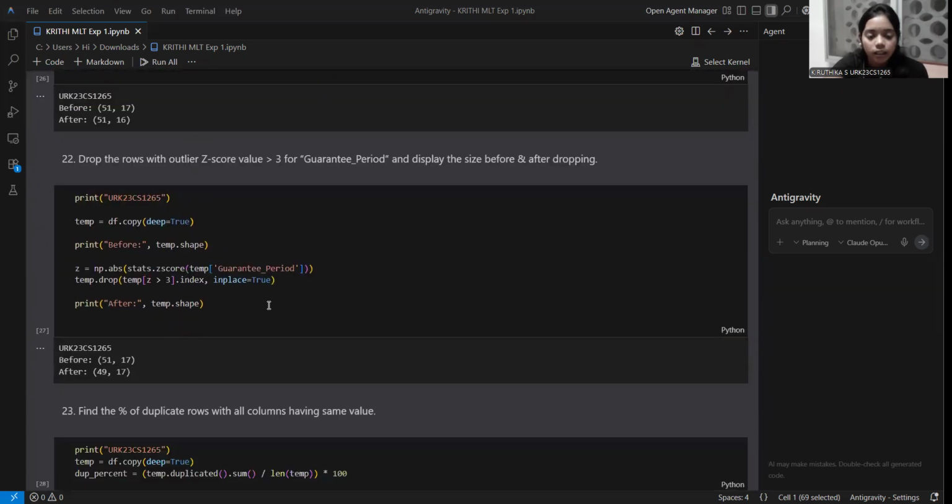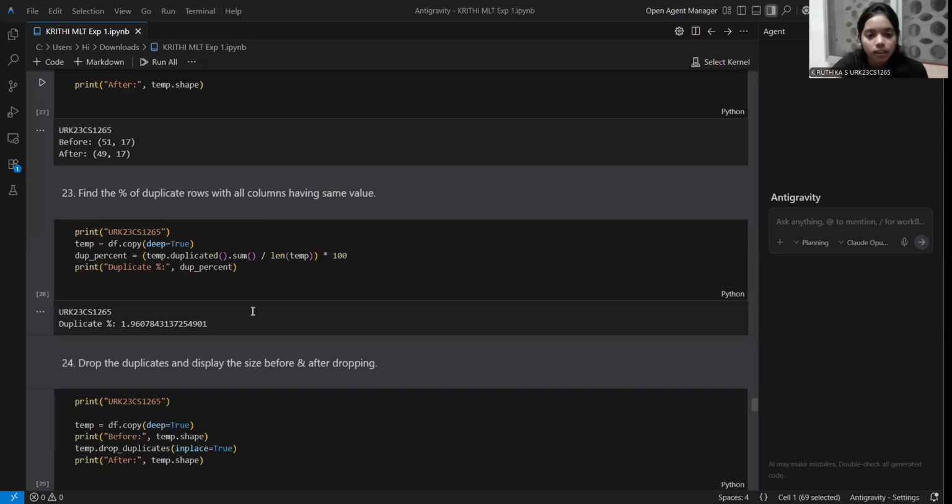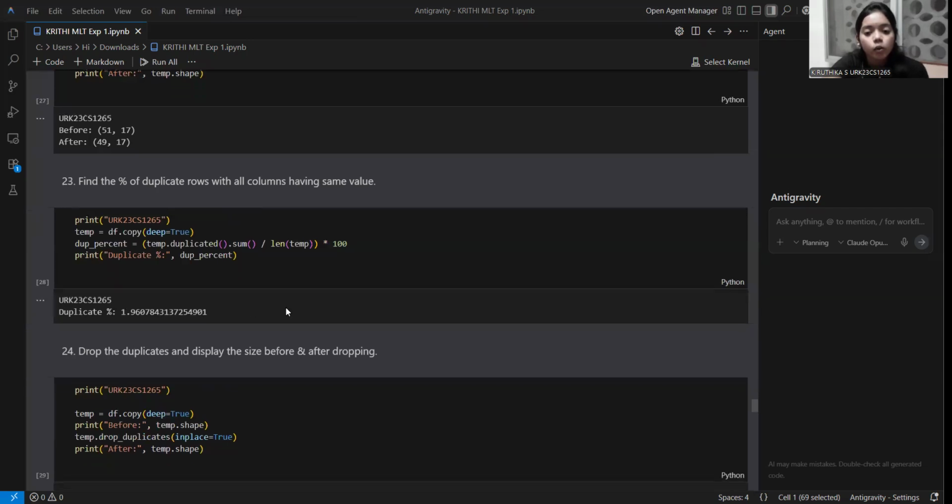And the 22nd is remove outliers using Z-score. Rows with Z-score greater than 3 for guarantee period are removed. This helps remove extreme values that may distort models. And the 23rd is calculate duplicate rows. This program checks duplicate rows across all columns. Percentage of duplicates is calculated.